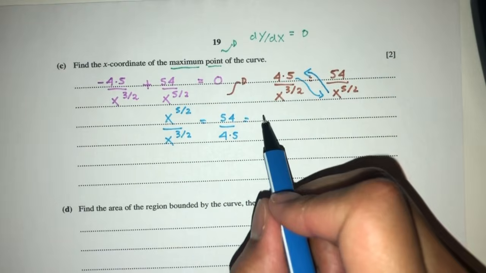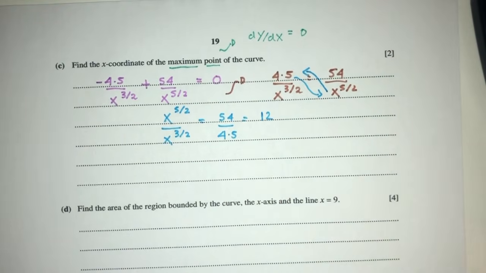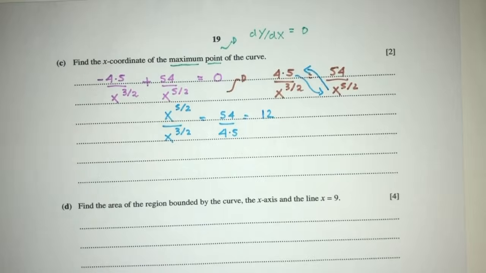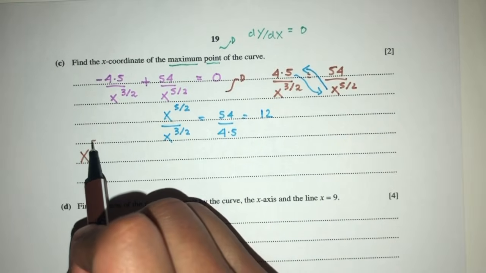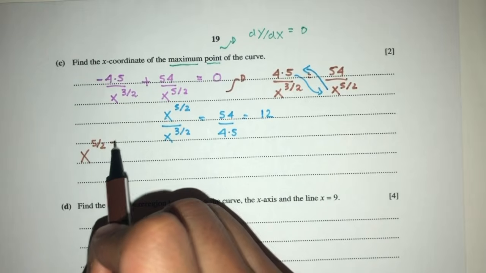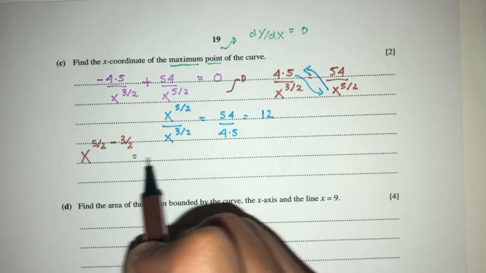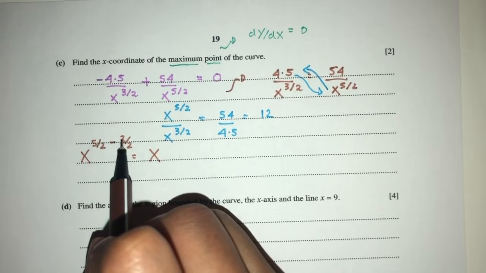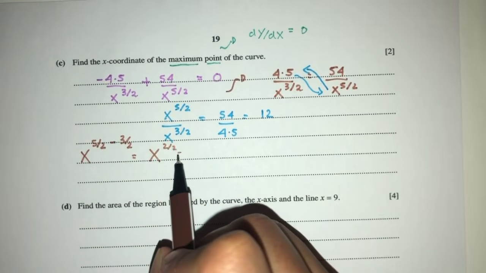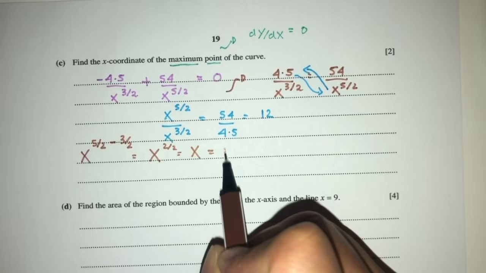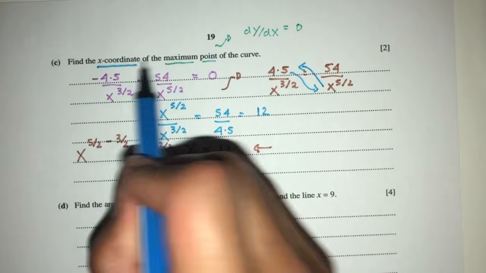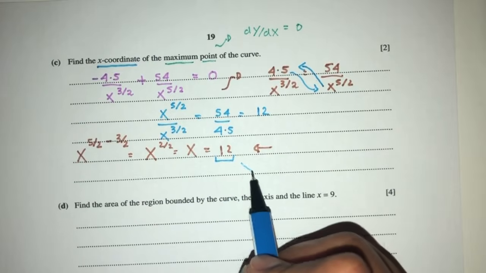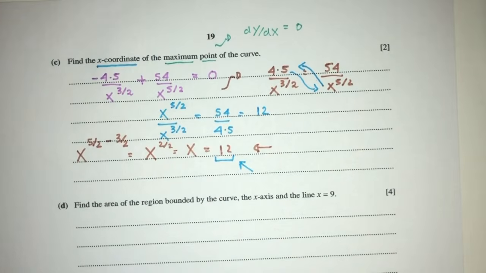That will be 12 as your answer. Now for this one we have to simplify. If you want to use indices again, that will be x to the power 5 over 2. Here we have divide, becomes minus 3 over 2. That will become x to the power 5 minus 3 is 2, 2 over 2 is 1. That will be x has to be the value of 12. So your answer will be, find the x value of the maximum point, it is 12. And this is your answer for part C of the question.